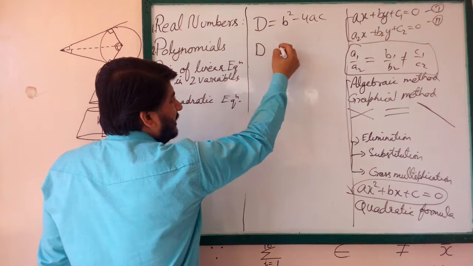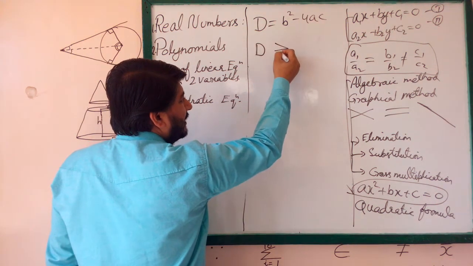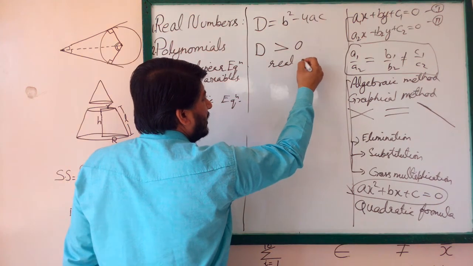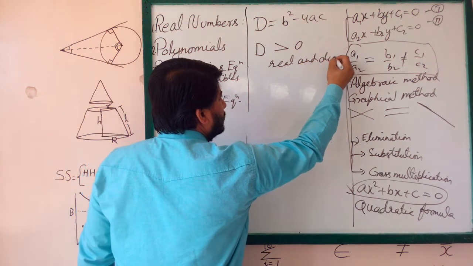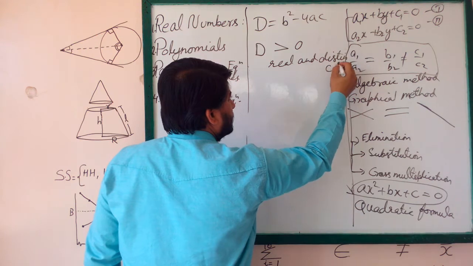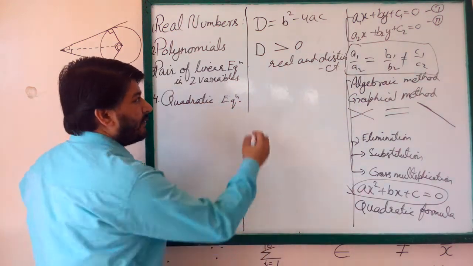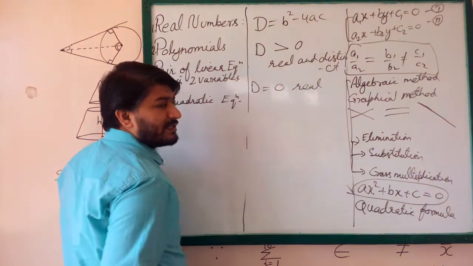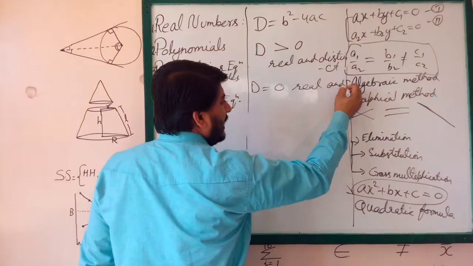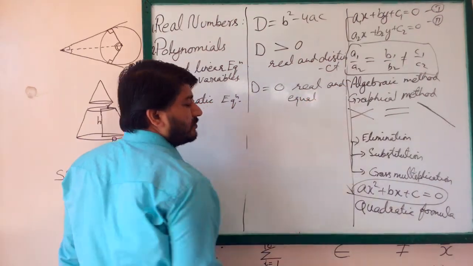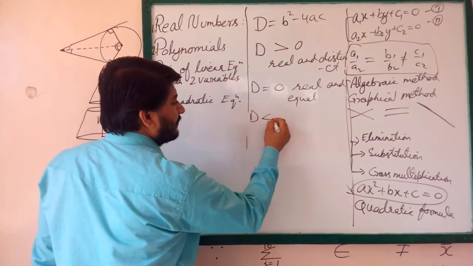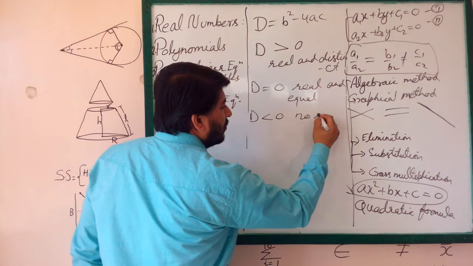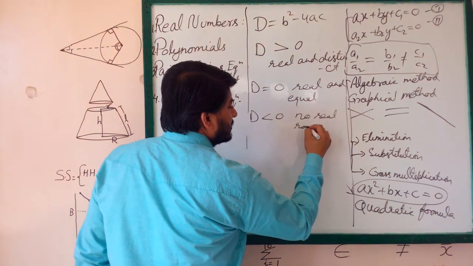If D is greater than 0, then it has real and distinct roots. If D is equal to 0, then it will have real and equal roots. If D is less than 0, then it will not have real roots. We write no real roots.